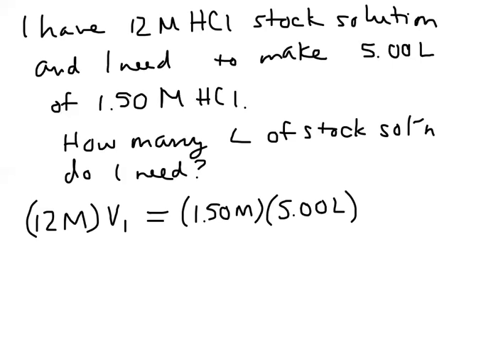How would you solve this? Multiply, divide. How many sig figs should I have? 2. V1 equals 0.63 liters. What this means physically is that you would measure out 0.63 liters and add water up to 5 liters, and that means you would have a 1.5 molar solution. Any questions?